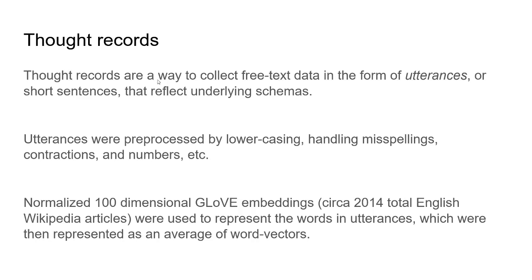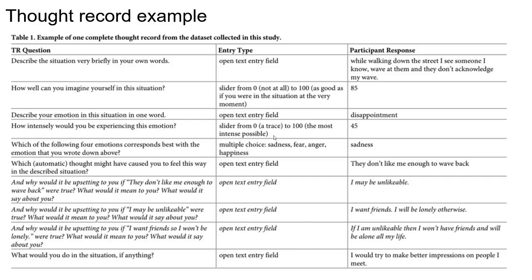And the thought records are a way to collect the free text. And we'll take a look at one here in a second. They use something called utterances, which is essentially just a short sentence or phrase in the thought record. These are pre-processed as free text. And then we use 100-dimensional GloVe embeddings to represent the words in the utterances, and the utterances as an average of word vectors.